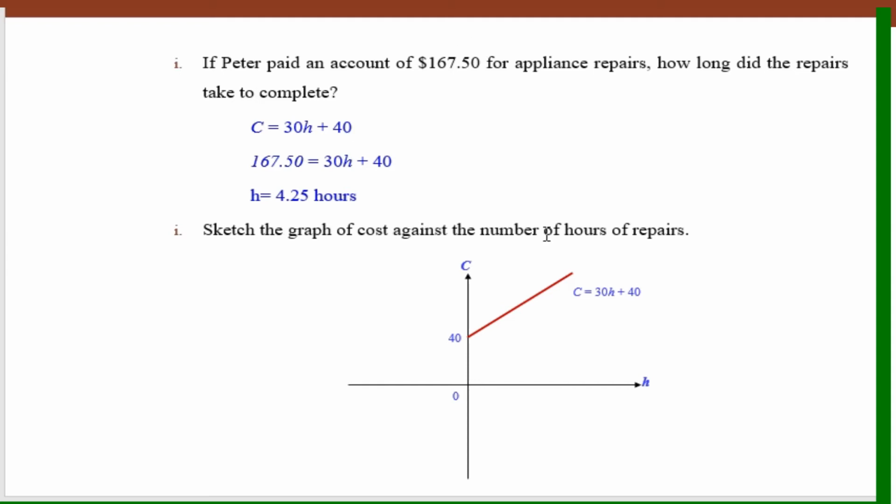Sketch the graph of cost against hours. Again, I told you now cost or hours cannot be negative. So C equals 30H plus 40. 40, line go up. Label, and that's it, you are done.